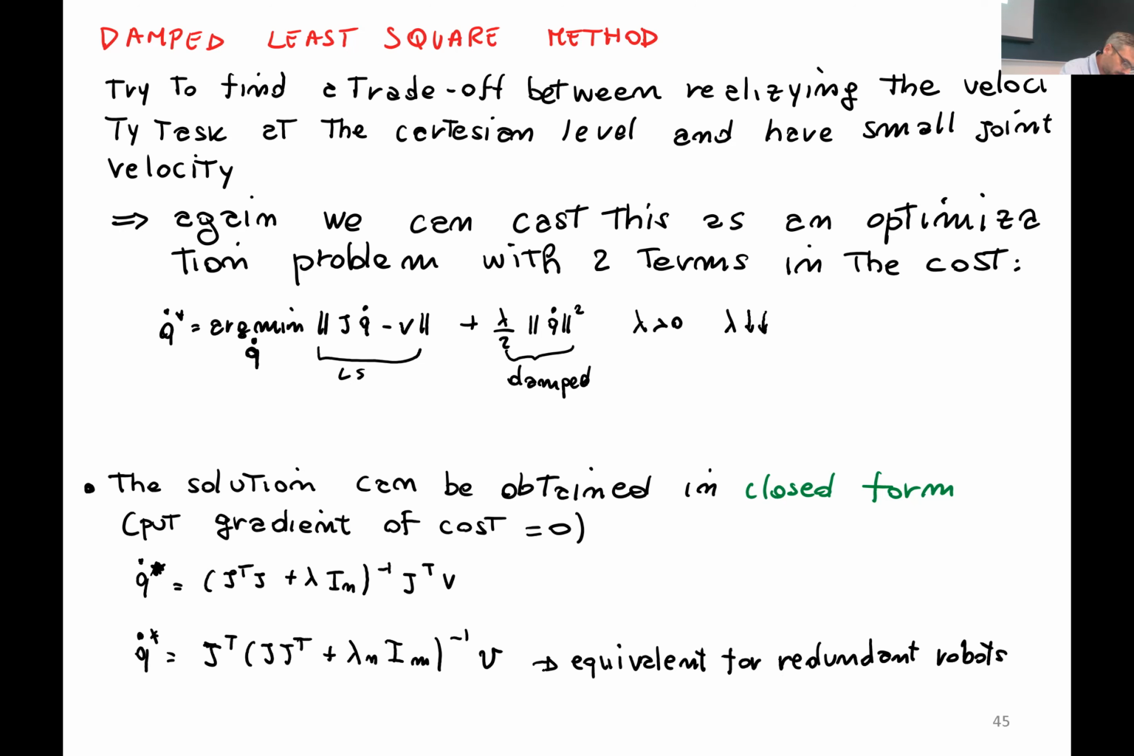So you see that with respect to the pseudo-inverse solution, we added this term, and this is a term that is called regularization, and it has the effect of solving an optimization problem where it tries to achieve a trade-off between realizing the desired end effector velocity while keeping the velocity small.